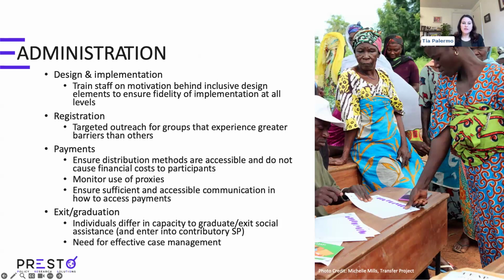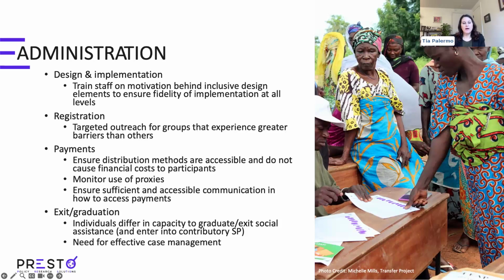In terms of registration efforts, it's important to target outreach for groups that experience greater barriers than others. So accessibility includes addressing barriers related to physical limitations, accessible technology, and financial inclusion. It's important to ensure that payment distribution methods are accessible. So, for example, ensuring access to financial services where possible can enhance outcomes, including for women and people with disability who may be less likely to have accounts in their name or control over mobile phones in the household. The focus should also be on improving financial services in underdeveloped regions.